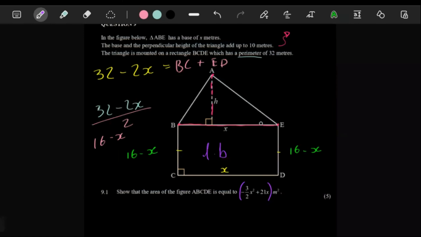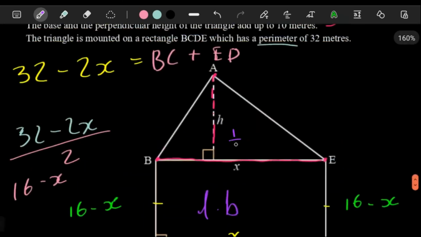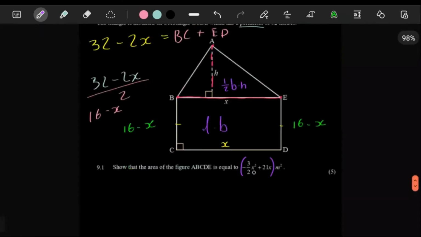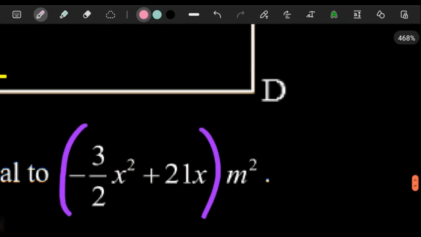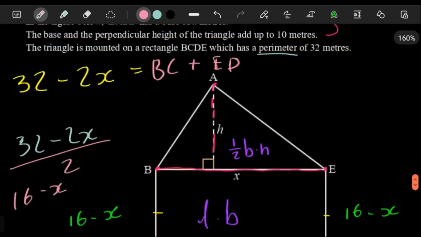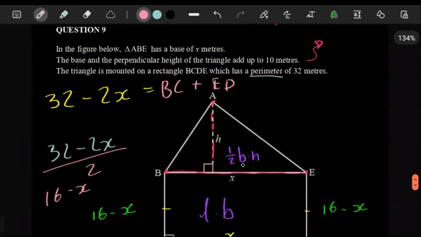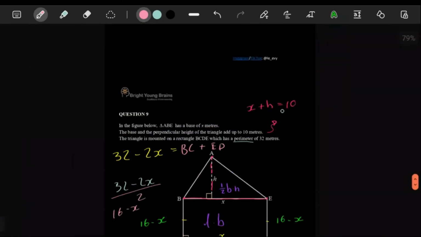Now for the top shape here, the area of our triangle, we already know it's half base times height. Now the issue is our expression here only has x as the only variable. So whatever we're going to do, we need to make sure that the only variables in our values have x in it. So our base is simply x, but our height, we have to write it in terms of x, you see. This is where this statement comes in, because this statement allows us to make h the subject of the formula, which we can write as 10 minus x, you see.